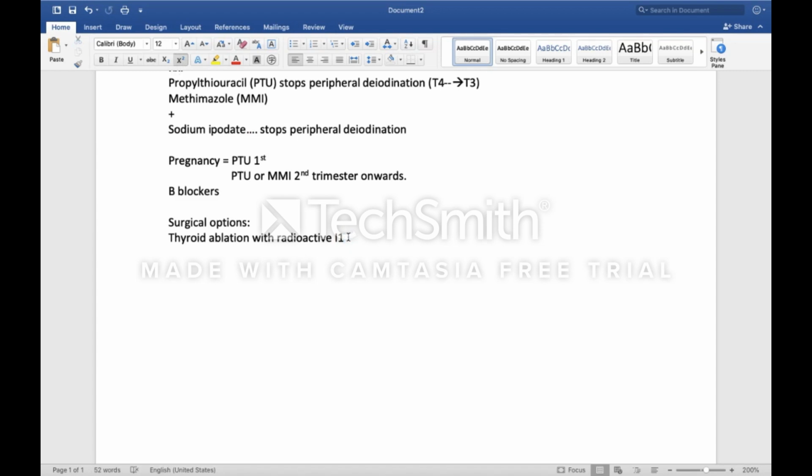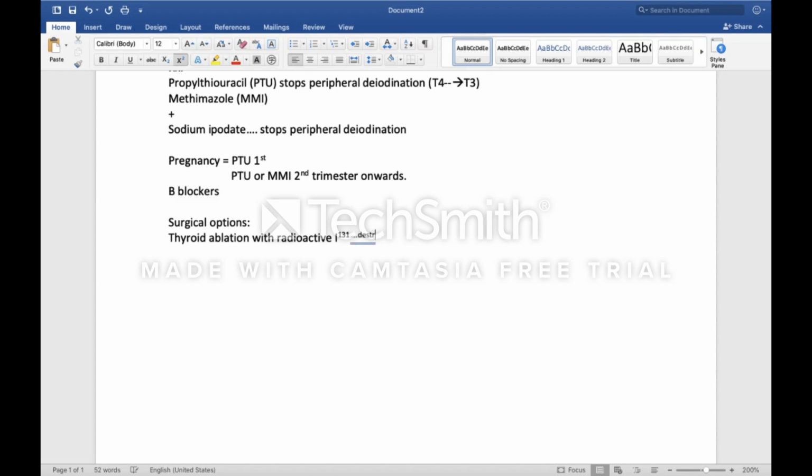Sorry, 131. So this 131 should be like, oh sorry, okay, should be like this. So what happens if PTU or MMI is not working? So we can give them radioactive iodine 131, which basically destroys the thyroid gland.